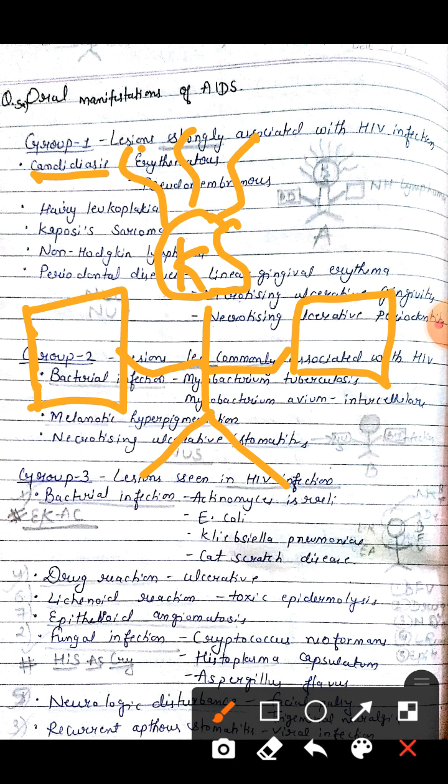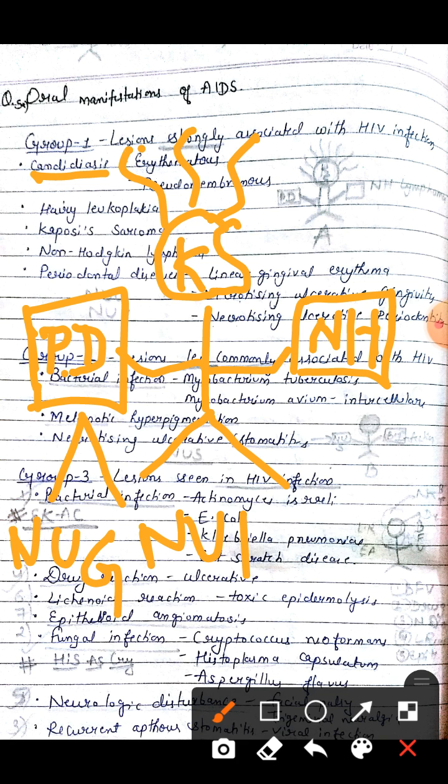On one plate he has written that he is having non-Hodgkin's lymphoma. In the second plate he will write that he is having periodontal diseases, PD. In periodontal diseases also we have 2 main diseases, which are necrotizing ulcerative gingivitis and necrotizing ulcerative periodontitis. So this is all about the group 1 lesions. I hope this is very easy and you are able to correlate with this diagram. You don't have to draw this diagram in your examination, this is just for the sake of learning.